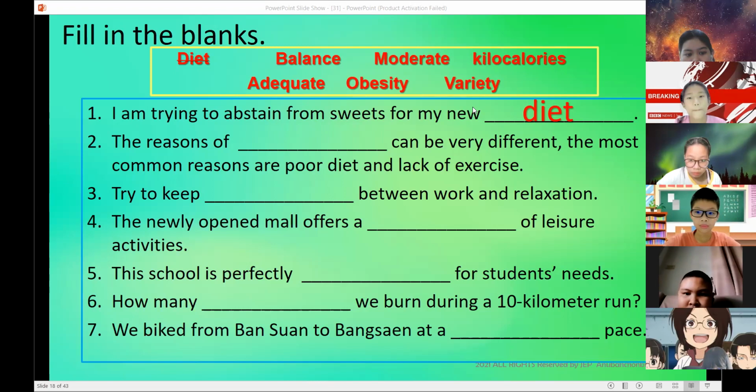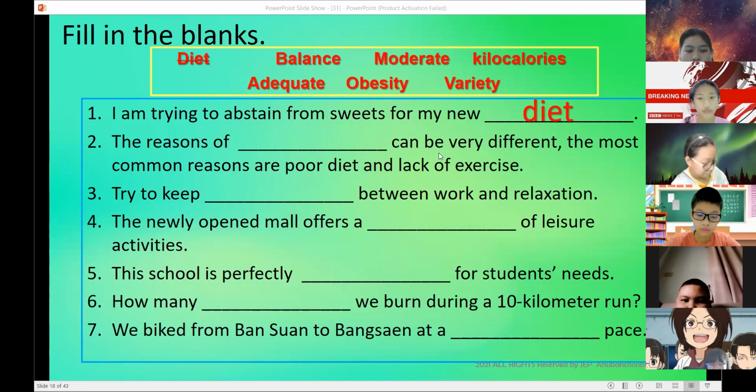Okay, some students just join us. So I am trying to abstain from sweets for my new diet. So that is the correct answer there, diet. What about number two? Who wants to answer number two? I will call somebody now.